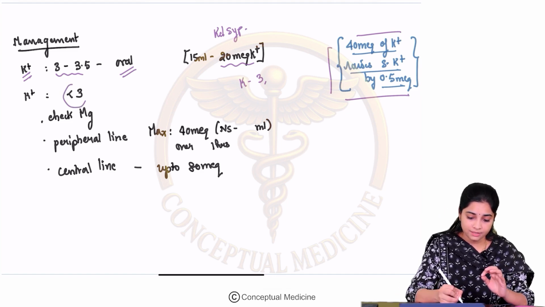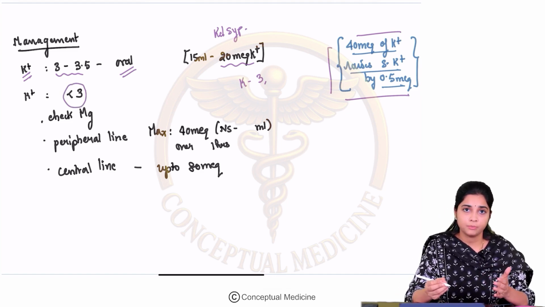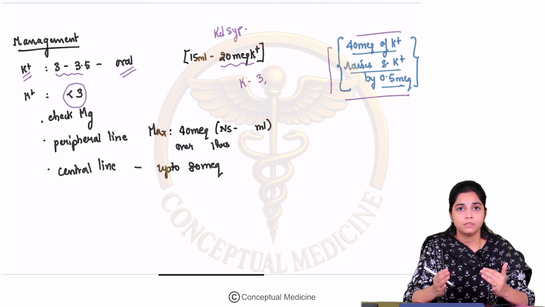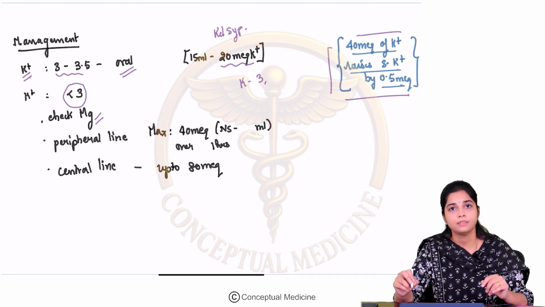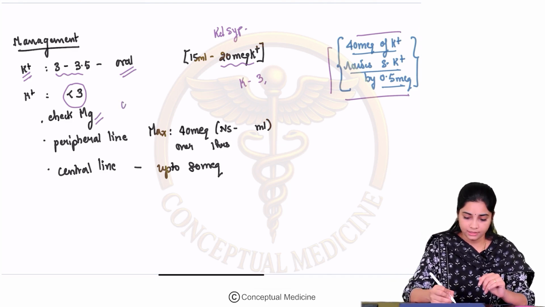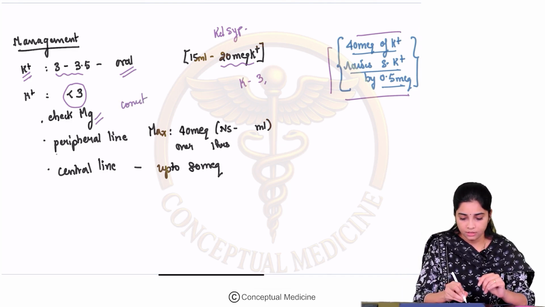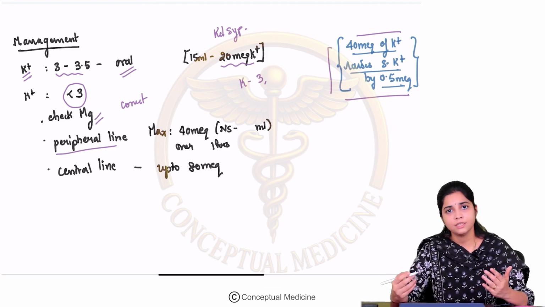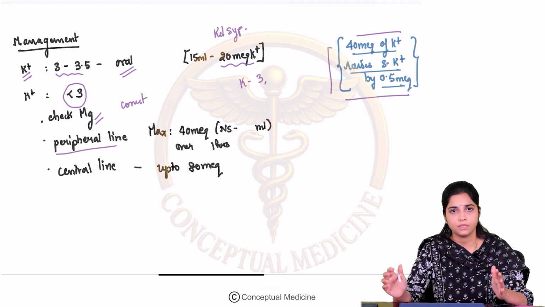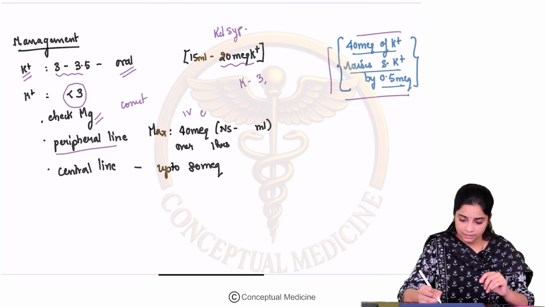Now if the potassium is less than 3 or if the potassium is very severely low and the patient is symptomatic, then please check for the magnesium because hypomagnesemia is a very important cause of hypokalemia. Okay, and correct the magnesium. In these situations, if the patient is not able to take orally, and even otherwise oral correction alone will not help, you will have to give an IV correction.